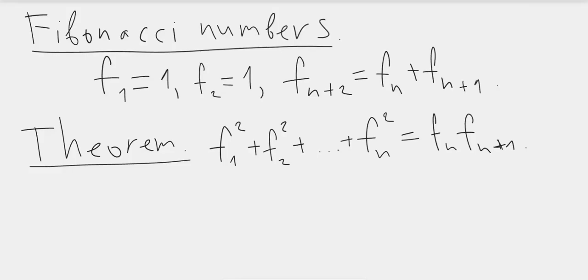In this video I'm going to talk about the sum of the squares of the first n Fibonacci numbers. As a reminder, the Fibonacci numbers are defined recurrently. The first two Fibonacci numbers are equal to 1, and then we have the recurrent relation that says that the next Fibonacci number is equal to the sum of the two previous Fibonacci numbers.